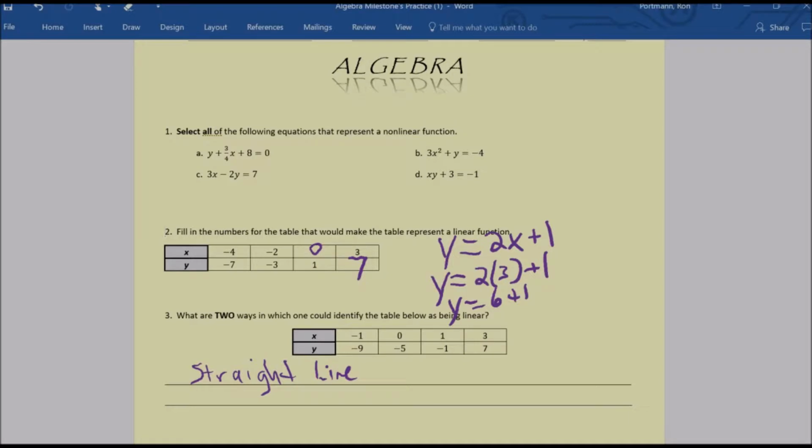With these response questions in which you've got to answer in sentence form, I would write, the first way I would identify the table below as being linear is by plotting the points on the coordinate plane and seeing if they form a straight line. It shouldn't take you too long to just jot down or type in that sentence that I just said.